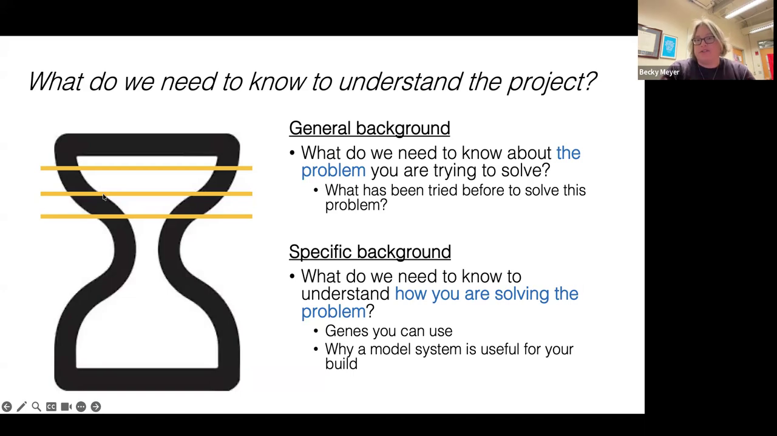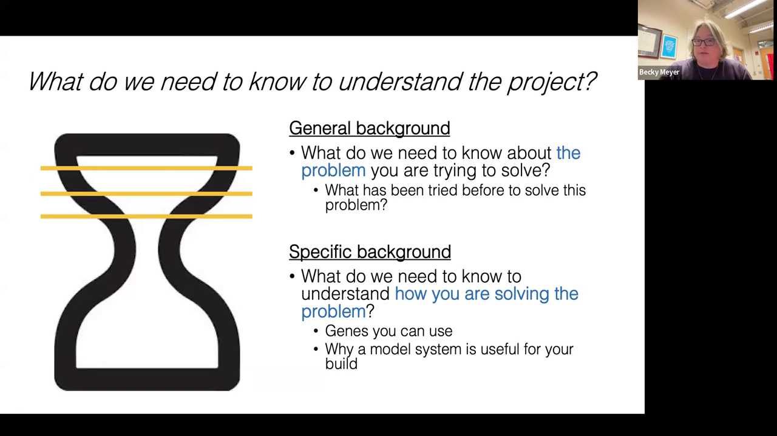So this is our background section, and you'll have several sentences or lines of background to make sure people understand your project. The overarching question to think about here is, what does an audience need to know to understand your project? And this gets divided into a couple of different types of information. One type is general background, and that would be pretty broad here still in my schematic. General background comes right after your impact statement, and it really focuses on what we need to know about the problem you're trying to solve.